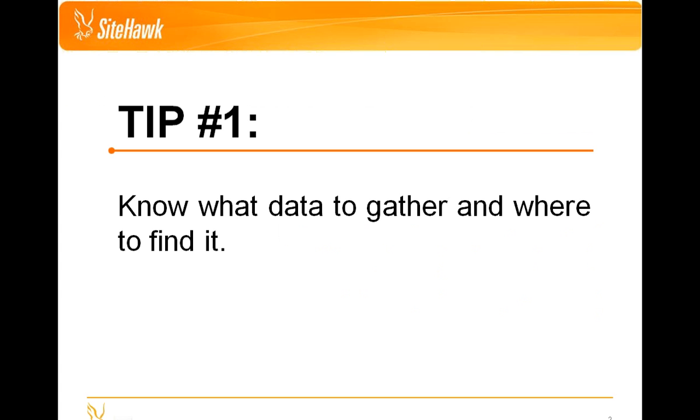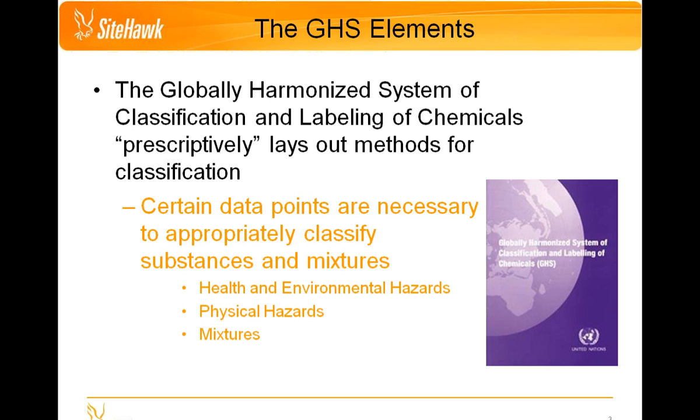In this first tip, we're going to review what data is necessary to author a compliant safety data sheet and where you may need to go to find that data. Before we review what data is needed, I want to cover some basic elements of the GHS first. Remember that GHS prescriptively lays out the methods for classification. In these methods, certain data points are necessary to appropriately classify substances for health, environmental, and physical hazards. And finally, GHS has specified rules for classifying mixtures based upon certain data points using concentration cutoffs and formulas.